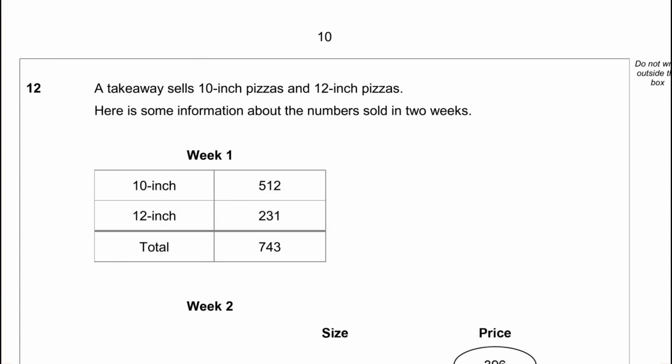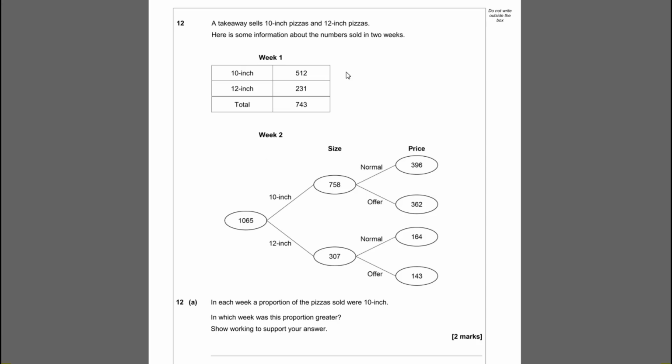Question 12. A takeaway sells 10-inch pizzas and 12-inch pizzas. Here is some information about the numbers sold in 2 weeks. This is from week 1 and this is from week 2. They're in different forms of diagrams. That's okay. In each week, a proportion of pizzas sold were 10-inch. In which week was the proportion greater? Show working to support your answer.